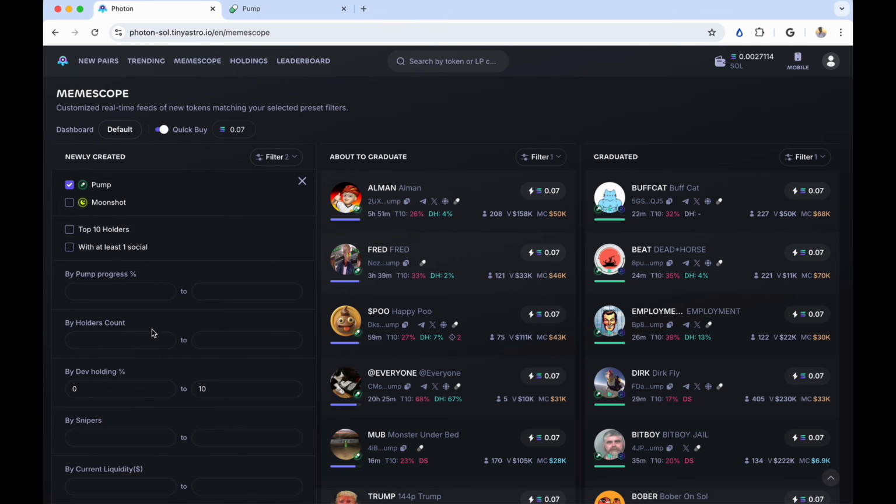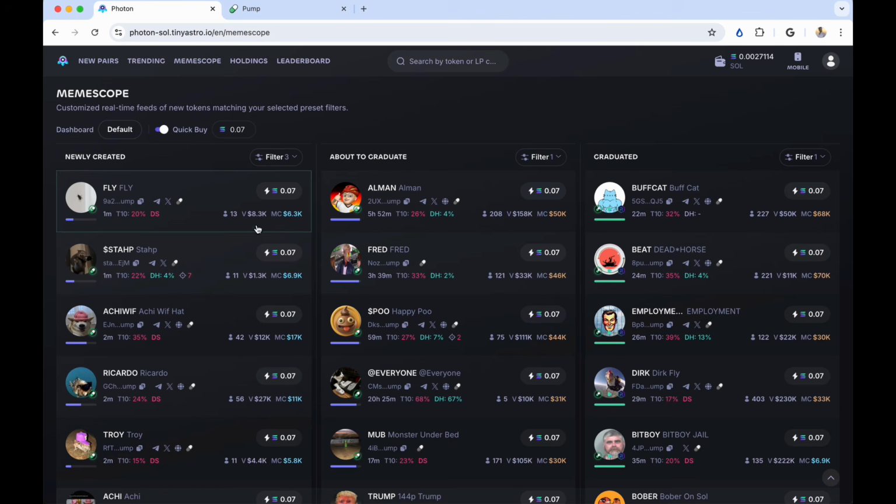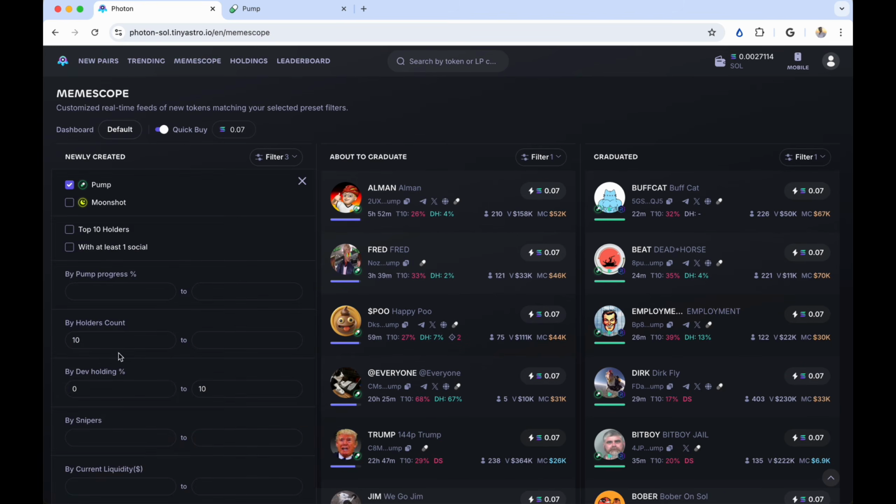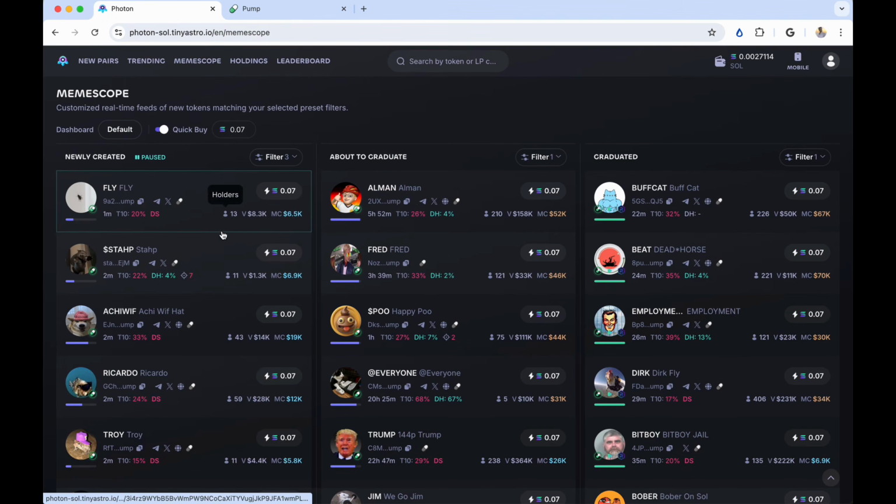And for filter, I think that this can be quite good. If I want a holders count at least 10, because the more people that are getting into it, the better. I can have holders at least 10, dev holding 0 to 10. I think that's a pretty good setup. You can see all of these right here.